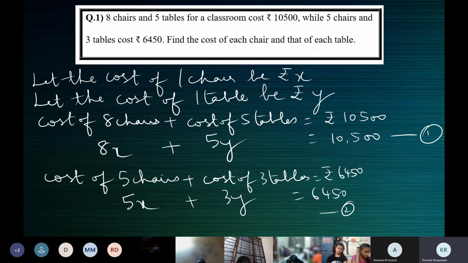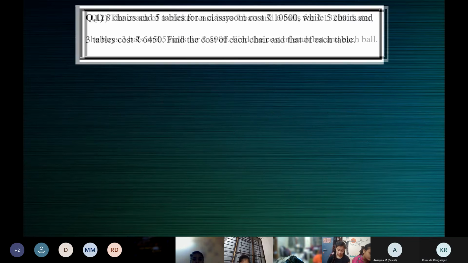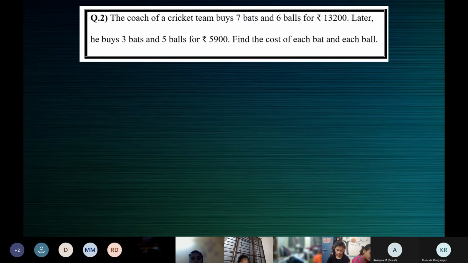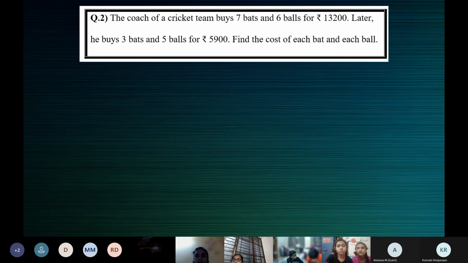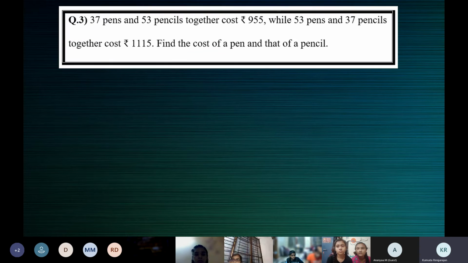Okay, so that's about the first one, children. Help yourself in solving the equations. Homework: take a screenshot of this one, similar to the first one. We'll see the answer in the next class. This one also homework. This is the second question, homework. There's the third question.